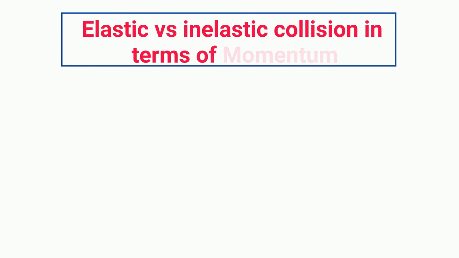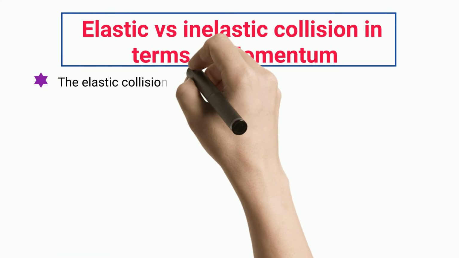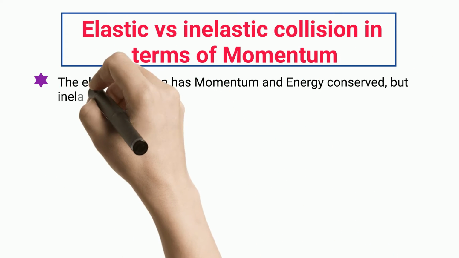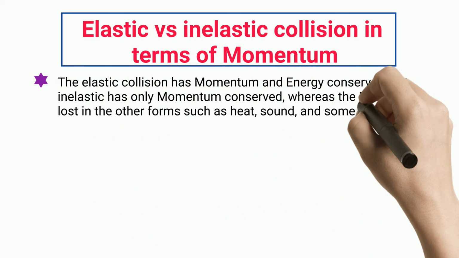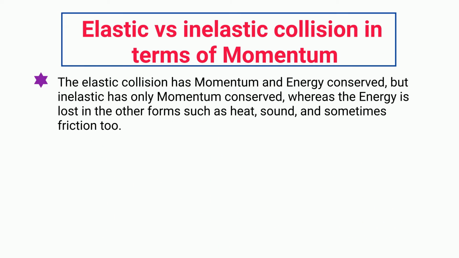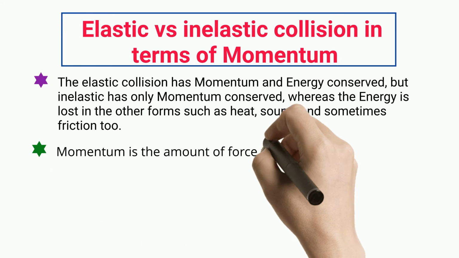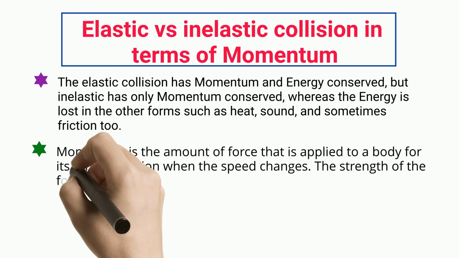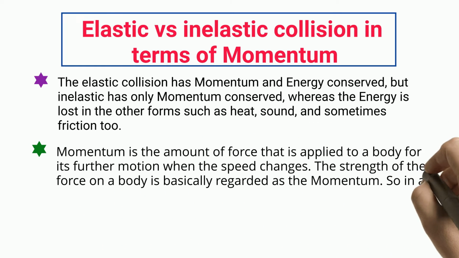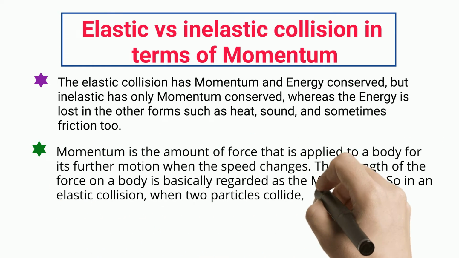Elastic versus inelastic collision in terms of momentum. The elastic collision has momentum and energy conserved, but inelastic has only momentum conserved, whereas the energy is lost in other forms such as heat, sound, and sometimes friction too. Momentum is the amount of force that is applied to a body for its further motion when the speed changes. The strength of the force on a body is basically regarded as the momentum.